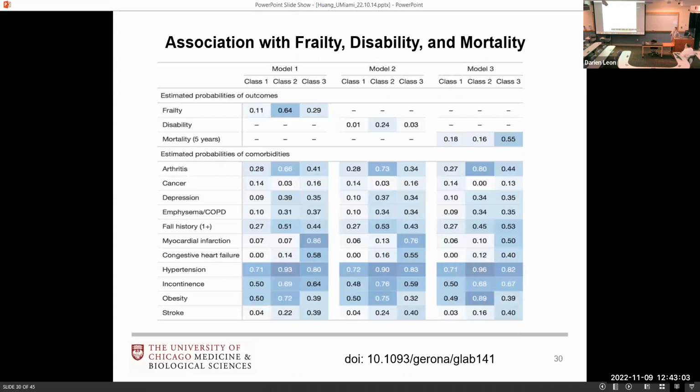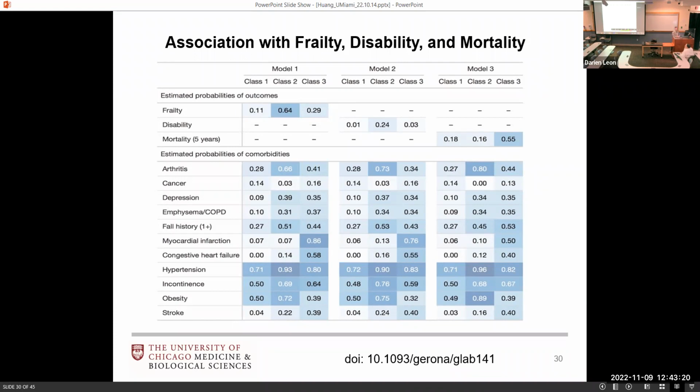And we found that class 1, 2, and 3 have different associations with other geriatric concepts, such as frailty and disability. So class 2 tends to have a higher relationship with frailty, which is measured in this study by gait speed.